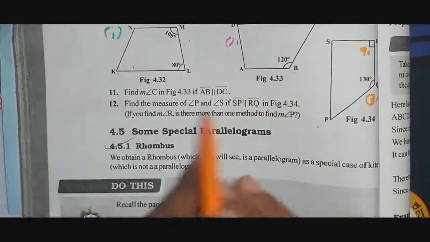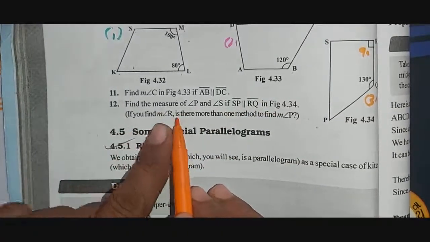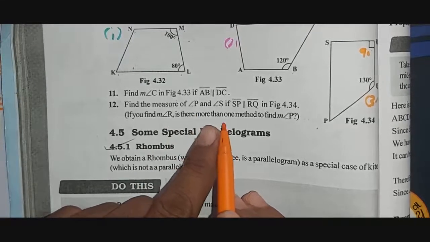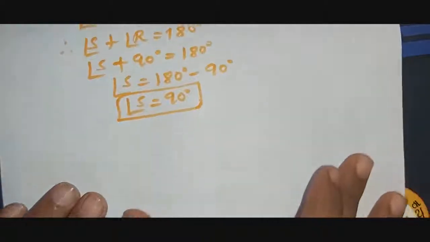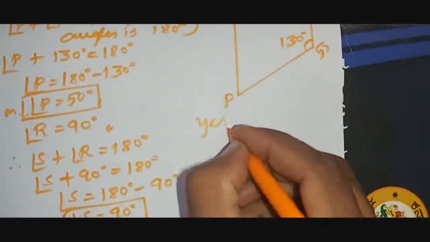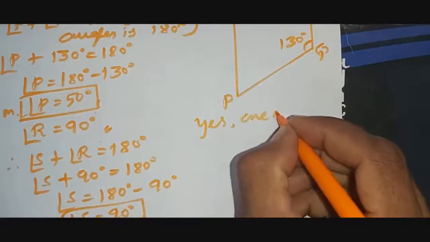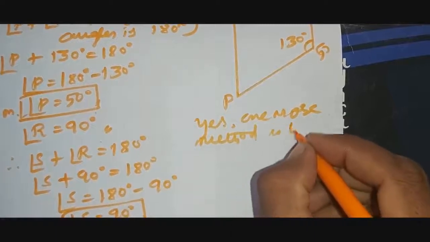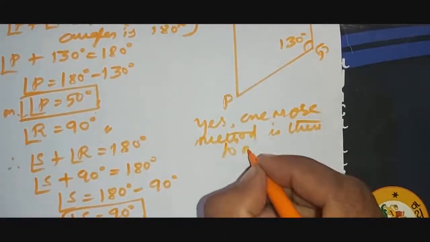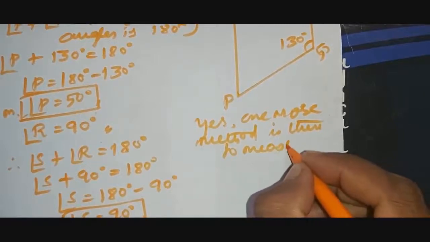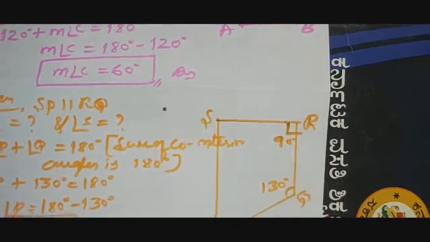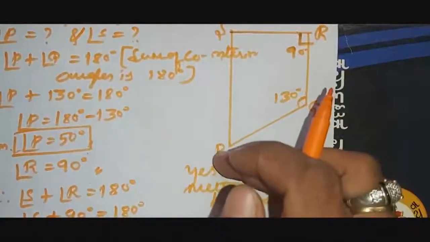SP is parallel to RQ, but in bracket 1 what he has given, if you find measuring angle R, is there more than one method to find measuring angle P? Yes, is there? Okay, yes, I will write here, one more method is there to measure angle P. Okay, see, we can take S plus R plus Q plus P is equal to 360 degree.